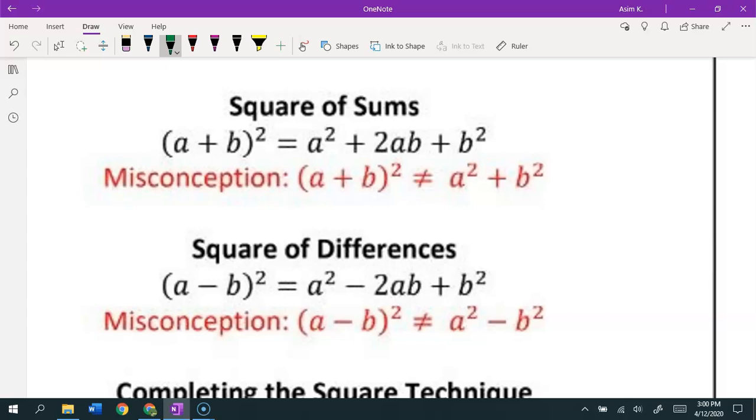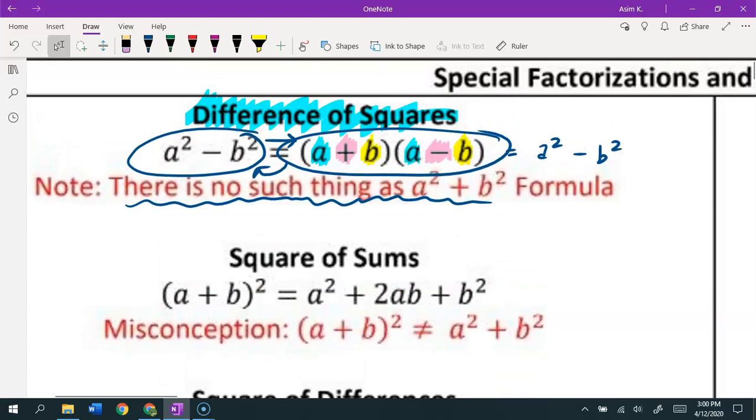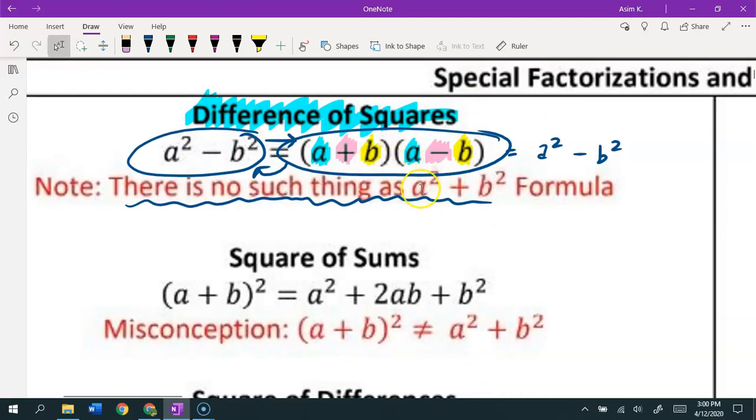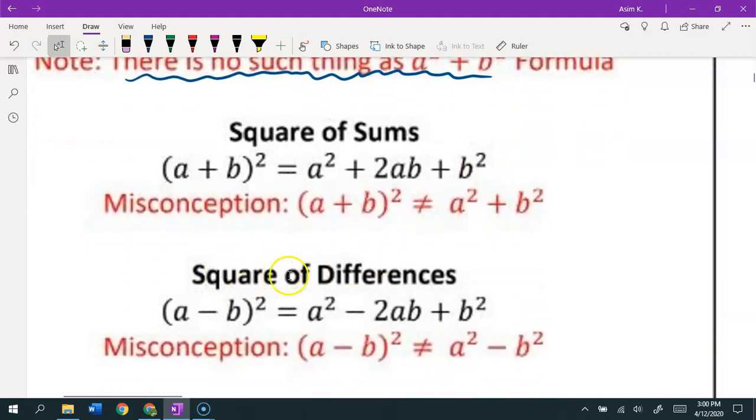So while we're here, curiosity: is there a square of sums formula? The reason it's a curiosity is because earlier we talked about a difference of squares formula, and I said there is no such thing as a sum of squares formula. So if there is a square of differences formula, is there a square of sums formula? There's a difference between the two. And yes, there absolutely is a square of sums formula.